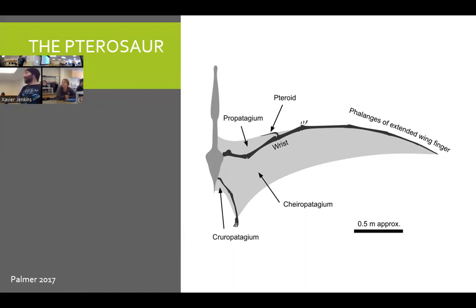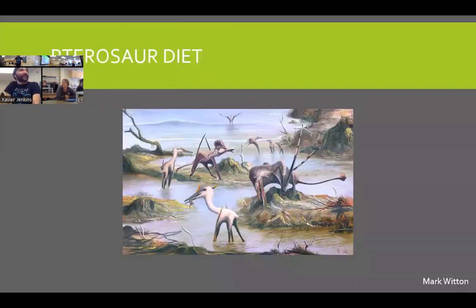Pterosaurs are interesting for many reasons, one of which is their foraging ecology. So pterosaurs filled a lot of niches that in the Cenozoic are filled by birds, as well as filling some niches that have yet to be filled by birds. So the question of what pterosaurs ate is still being studied. It's a very interesting question.